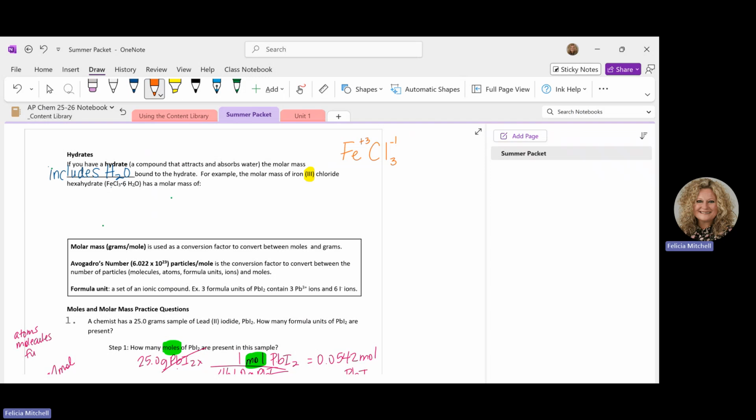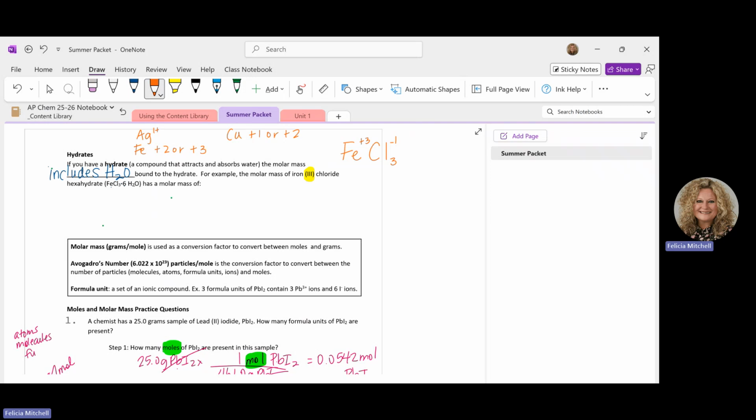So to remind you, some things I asked you to memorize last year. I asked you to memorize that Ag is always +1, that iron can be +2 or +3, and that copper can be +1 or +2. I would still have those memorized, okay?